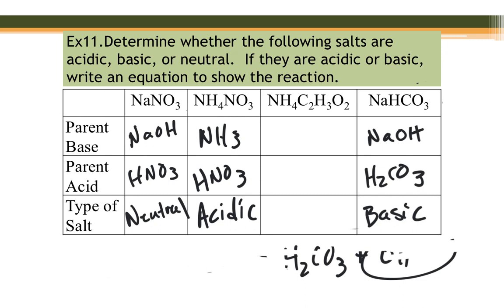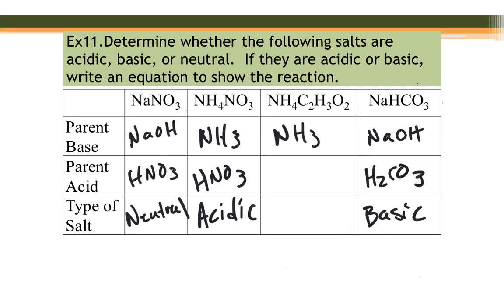Okay, so for the ammonium acetate, hopefully you put that the parents were both weak. So both of these guys are weak. If they're both weak, then we're going to have to look at their Ka and Kb values. Now, I didn't give them to you here, but I would give them to you in a quiz or an exam or something like that. So here, the parent base is ammonia, and the parent acid is acetic acid, HC2H3O2.